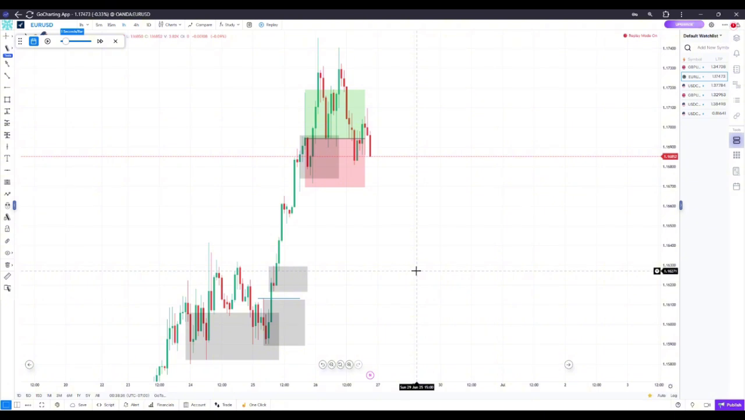Now, when looking for the entries, I also wanted to see that the 1 hour is in alignment with the 4-hour and the daily, which is, it needs to be bullish. That the 1 hour needs to be in a bullish trend for me to take a trade. So guys, this is how you use the daily bias to filter out bad trades, take meaningful trades, and make profits in the forex markets.